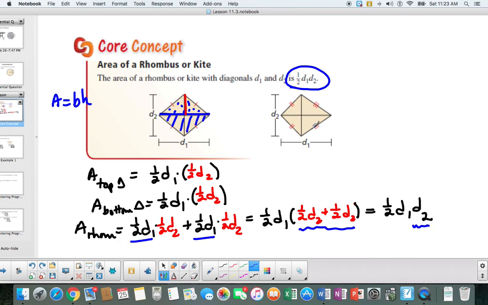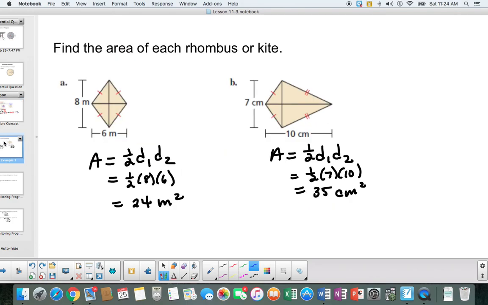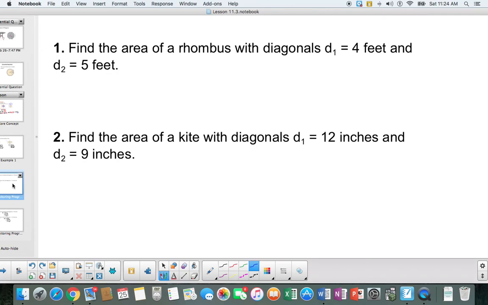The same strategy works for a kite. Look at how I find the area of a rhombus or a kite. So if you remember this formula, it helps you get to the area a lot faster. Your turn.